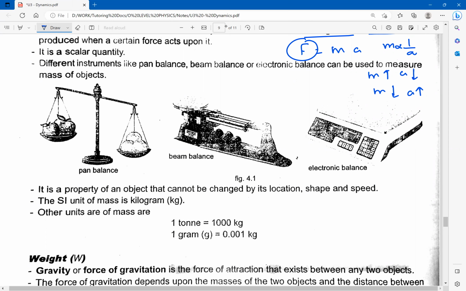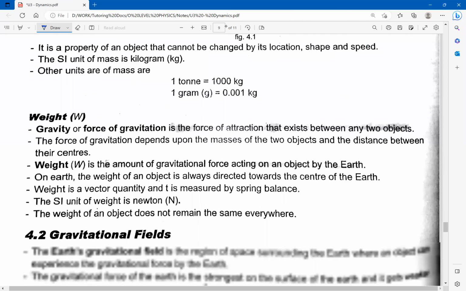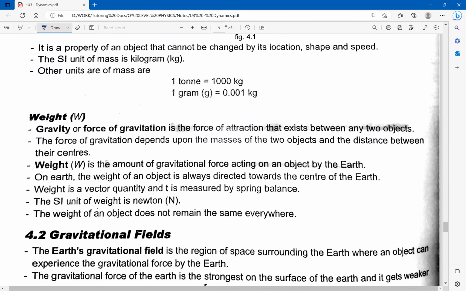Then there is weight. What is weight? Weight is the gravity or the force of gravitation. It is the pull of gravity, and it exists between any two objects, right? It depends on the masses of the two objects and the distance between their centers. For example, Earth. Earth's center is going to produce force of gravity, and let's say there's an object. It's going to be pulled downwards from its center as well.